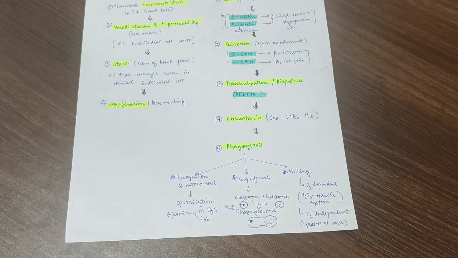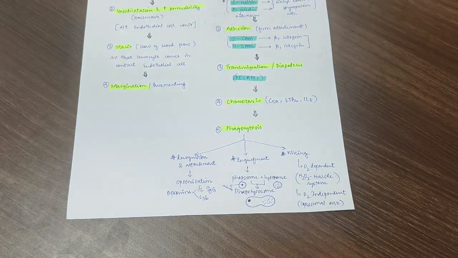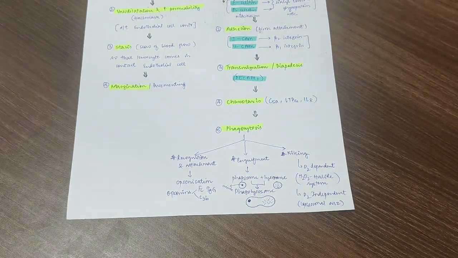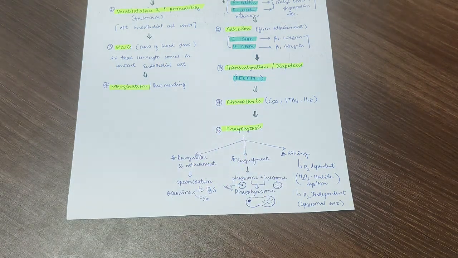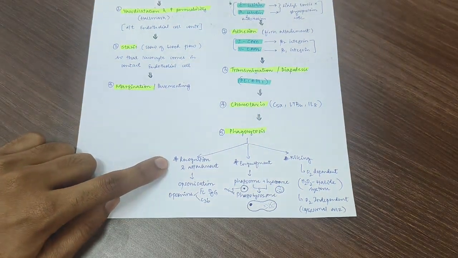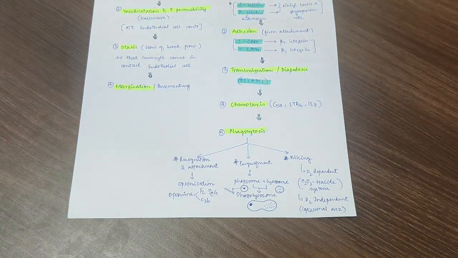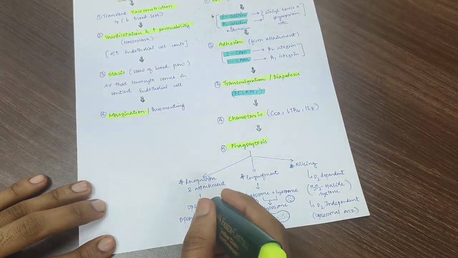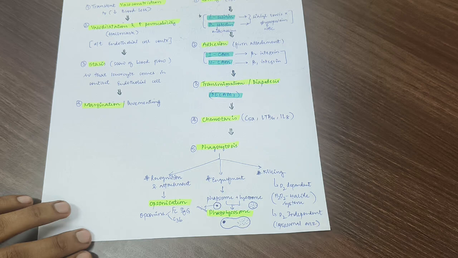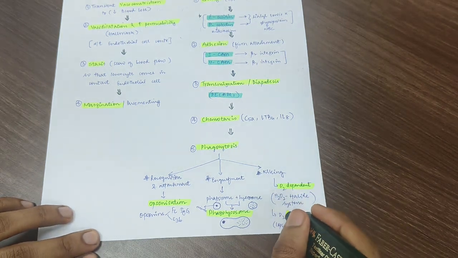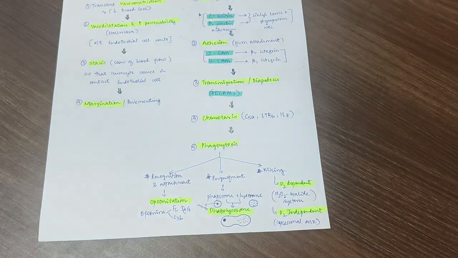In phagocytosis, again it's a 5-marker question. I have not elaborated here, make sure you study properly, but I have mentioned the basic things. You are going to put this particular flowchart if they ask about phagocytosis. So the phagocytosis subdivisions are: first is recognition and attachment, the second is engulfment, and the third is killing. Recognition and attachment is basically based on opsonization, whereas engulfment is formation of phagolysosome, and killing is based on oxygen dependent and oxygen independent mechanisms.